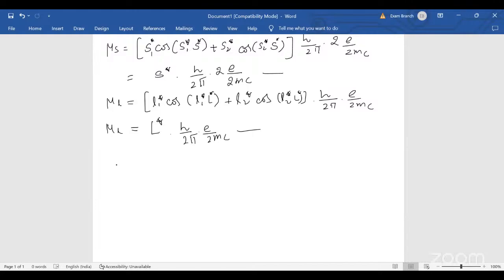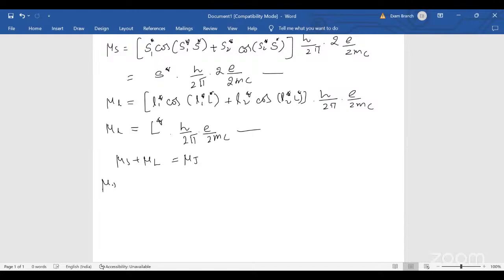Therefore, we can add mu S as well as mu L. Mu S plus mu L, if you add this, we are going to get mu J. As we know that J is equal to L plus S, mu S plus mu L is equal to mu J. So therefore, what are we going to get for mu J here?